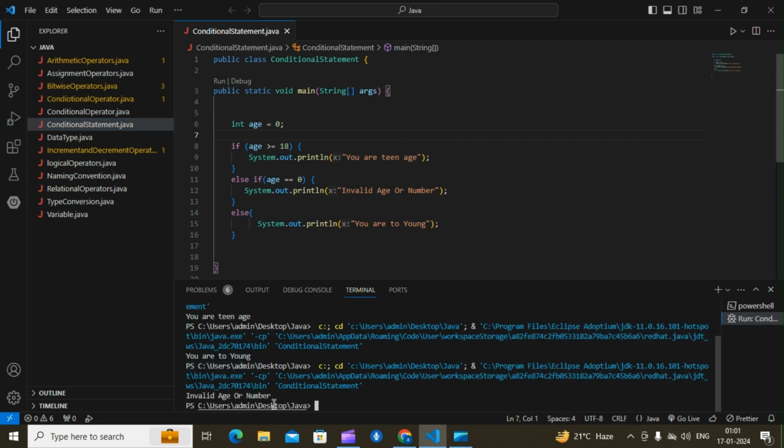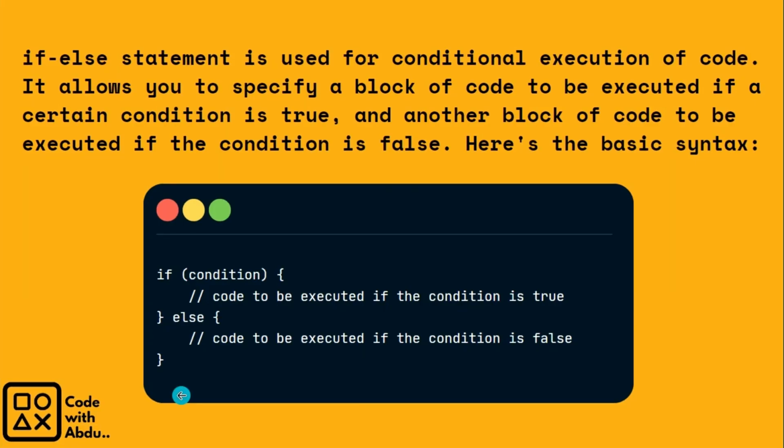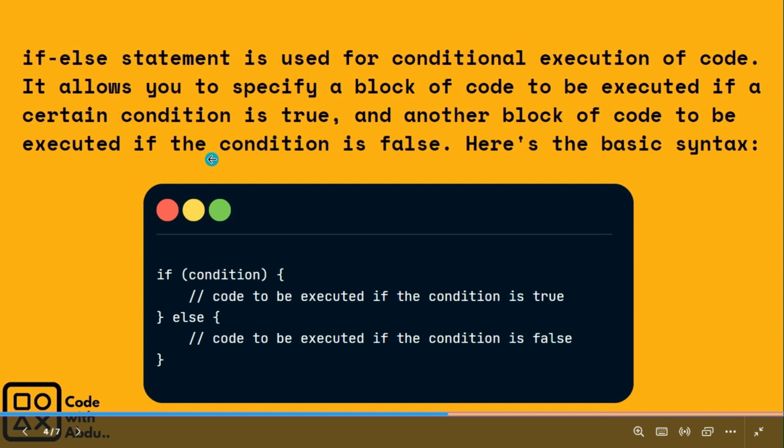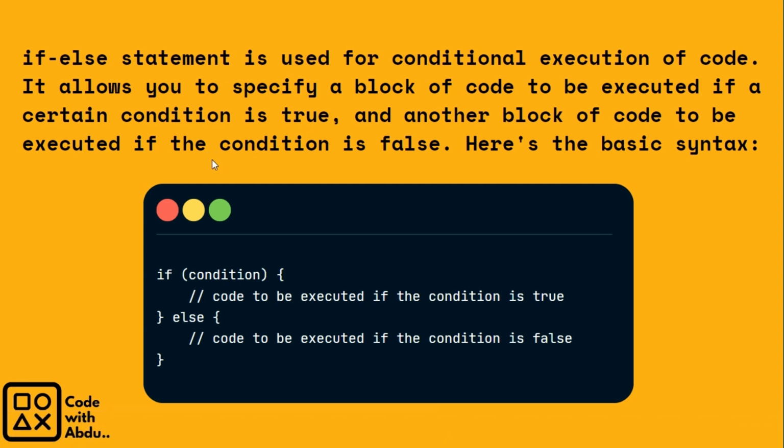As you can see, it is an invalid age. So we talked about if else. If else is something that has a single condition, a single true and a single false. It checks a single unit.